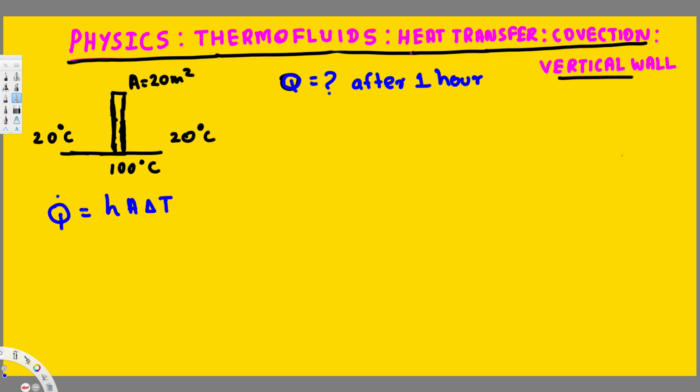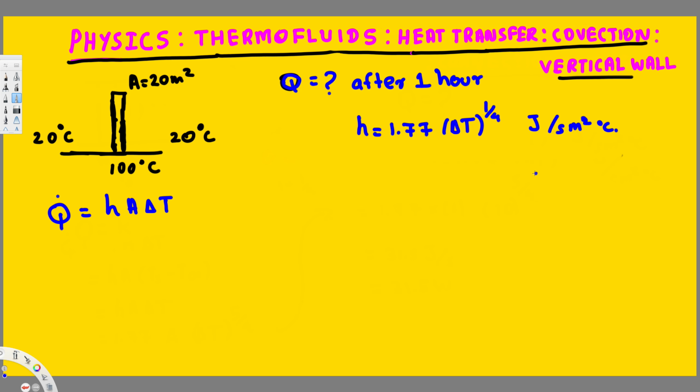Now to find this one, we need these values. We have the area that's provided. Delta T is going to be simply surface minus surrounding, but for convection we have to use a different technique. For a vertical wall, the convection heat transfer coefficient can be calculated using this formula: h is equivalent to 1.77 times delta T to the power 1 over 4. So this is the generic equation for a vertical wall. Now the units for this heat transfer coefficient are joules per second meter square degree Celsius.